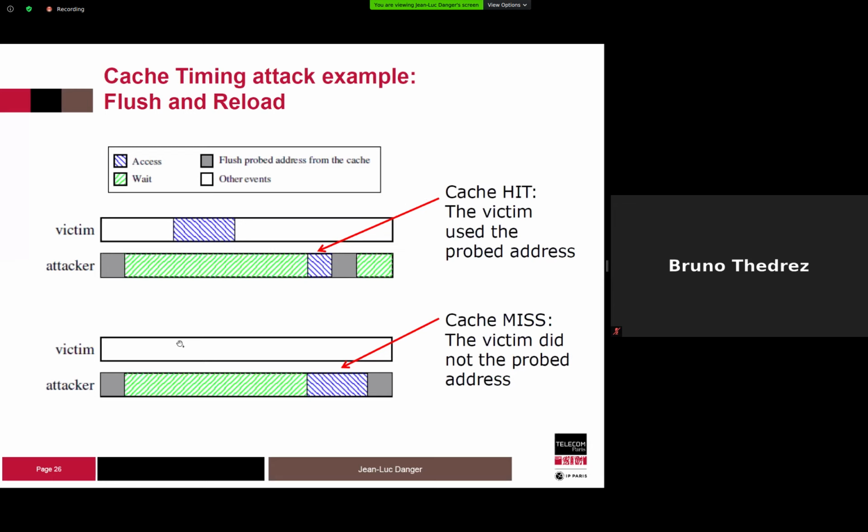But if the victim doesn't use the cache and doesn't execute at the probe address, you will get a miss in this case. So by just measuring the time, which represents either the hit or the miss, you can clearly see that the victim has used this probe address, which is a sensitive address.